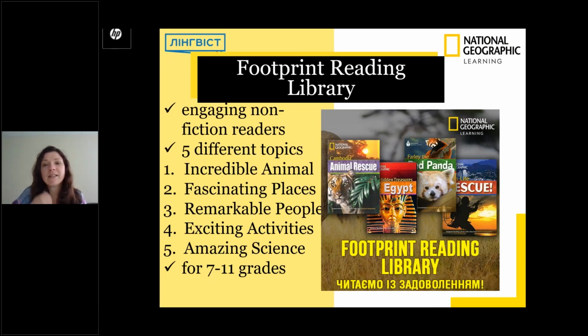These are the series called Footprint Reading Library. You've seen some great examples from these books in today's webinar, and you see that all of them contain non-fictional texts about different types: there were some places, some people, some activities. Each level has these 5 topics: incredible animals, fascinating places, remarkable people, exciting activities, amazing science.